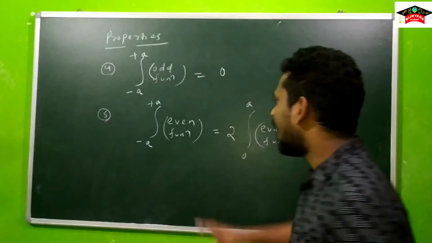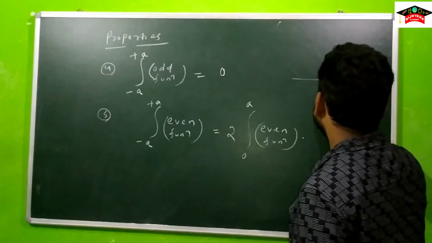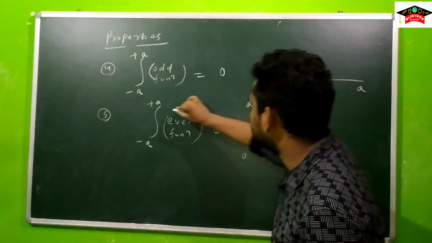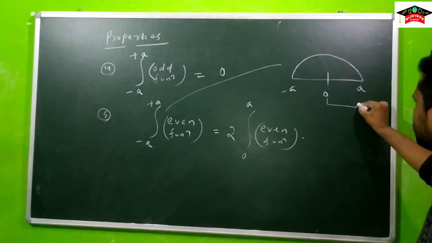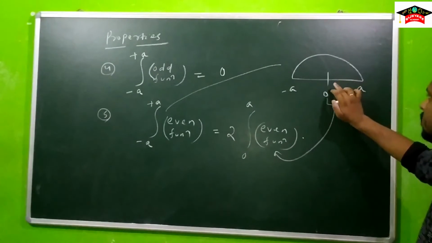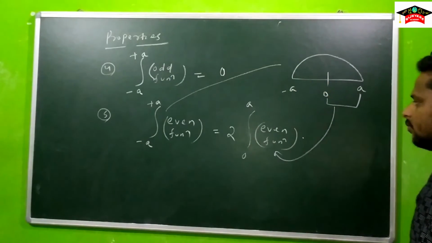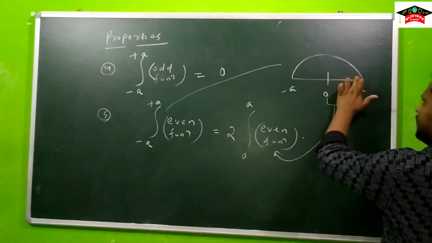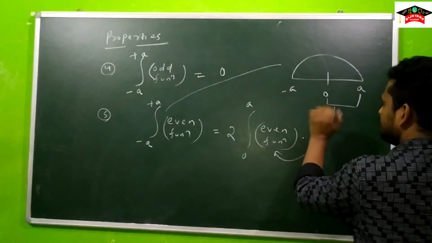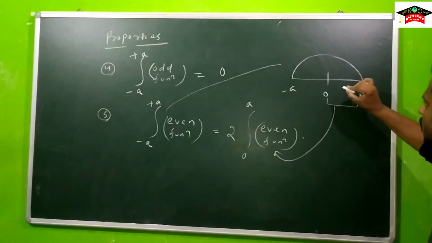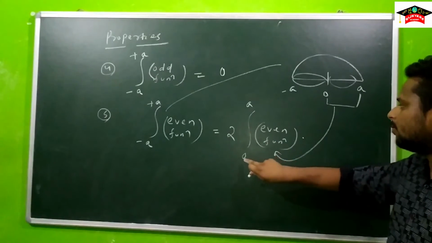That means if you take half of the interval, this is the full interval, minus a to plus a. The half of the interval is how much? 0 to a. Because this is 0, this is a, this is minus a. So initially for this integration we have the full interval from minus a to plus a. If you take a half interval from 0 to a, the value of the function in the half interval is the same as the value in the other half. That means the total value of the integration from minus a to plus a will be double, because this is one part and similarly we have the other part from minus a to 0. So the total is 2 times the integration from 0 to a.